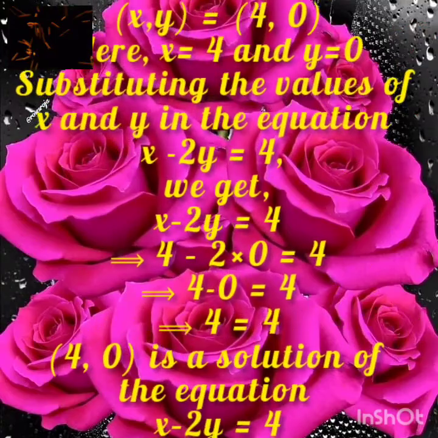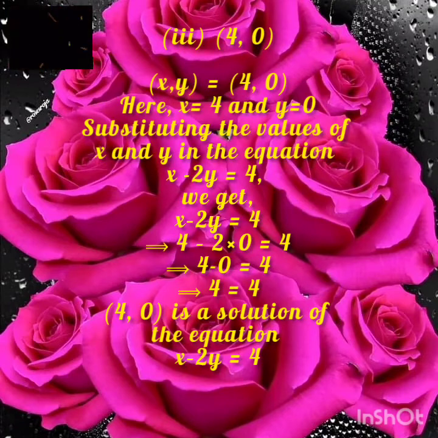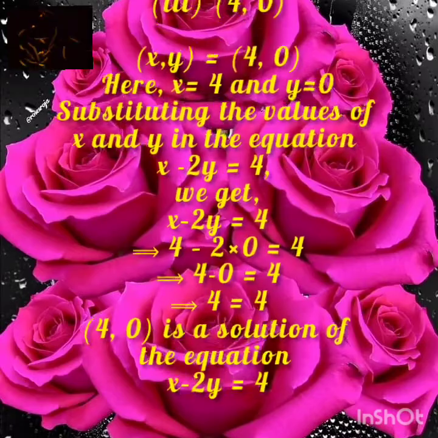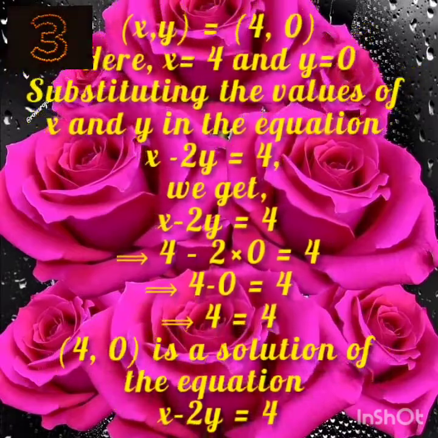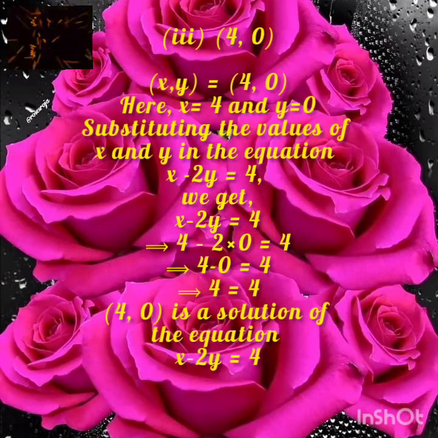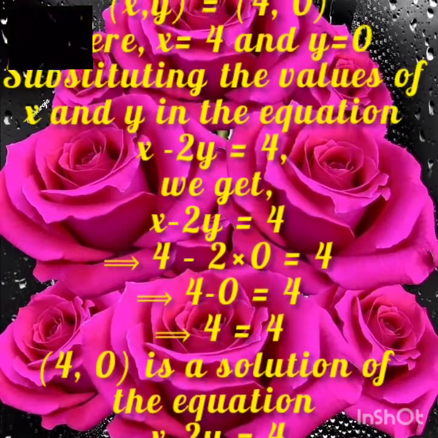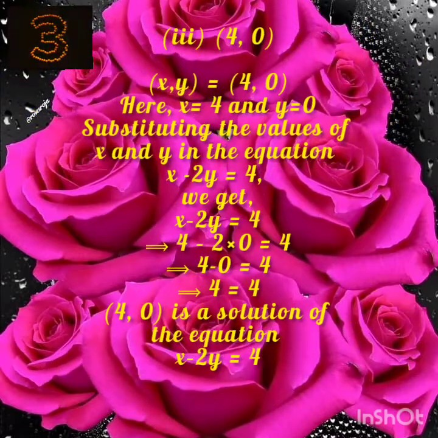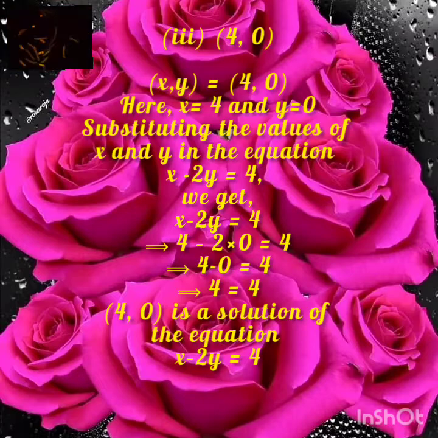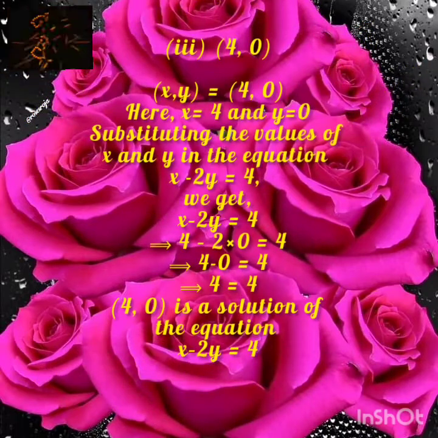Now, the solution of the third part is on your screen, dear student. We are given 4 comma 0. Let's compare it with x comma y. So x will be 4 and the value of y is 0. Let's substitute this value of x and y in the given equation. The equation is x minus 2y equal to 4. Now, if we substitute the value of x and y in that, what do we have? In place of x 4, in place of y 0.